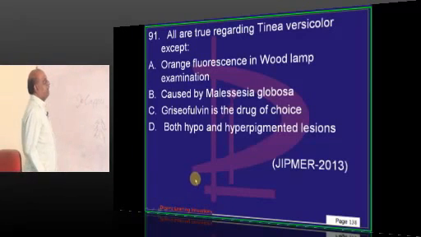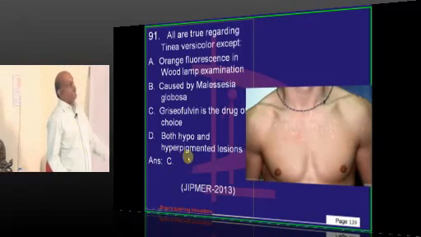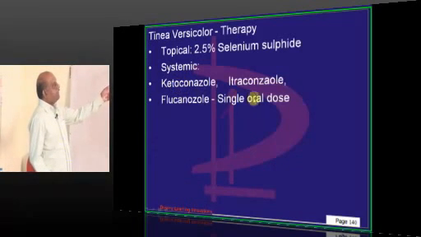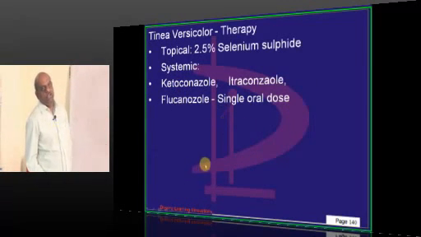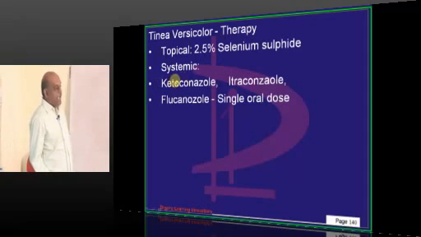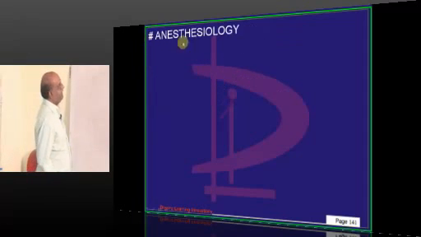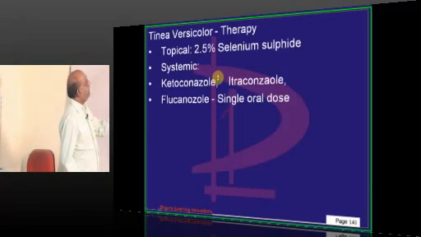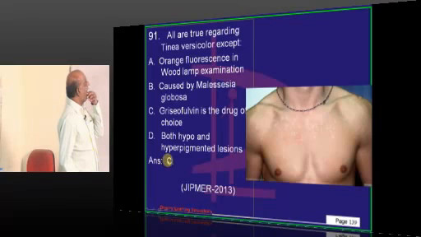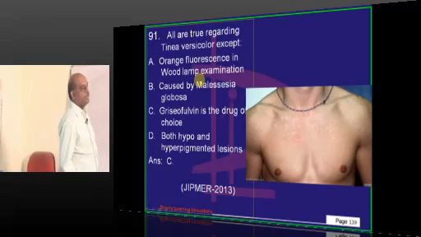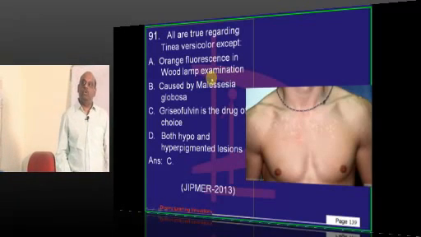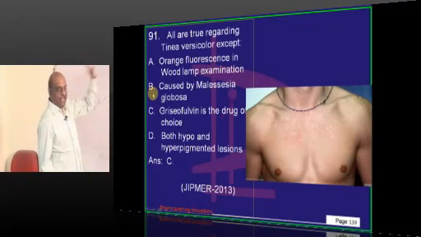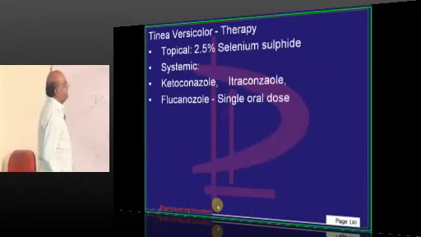Tinea versicolor, what is the except? So it is not griseofulvin; ketoconazole, itraconazole, fluconazole, selenium sulfide shampoo, etc. Wood lamp, what was there? Wood lamp? Won't it be orange? Golden yellow mixed, doesn't that become orange? I'll check that option. I had not even seen it. Okay.